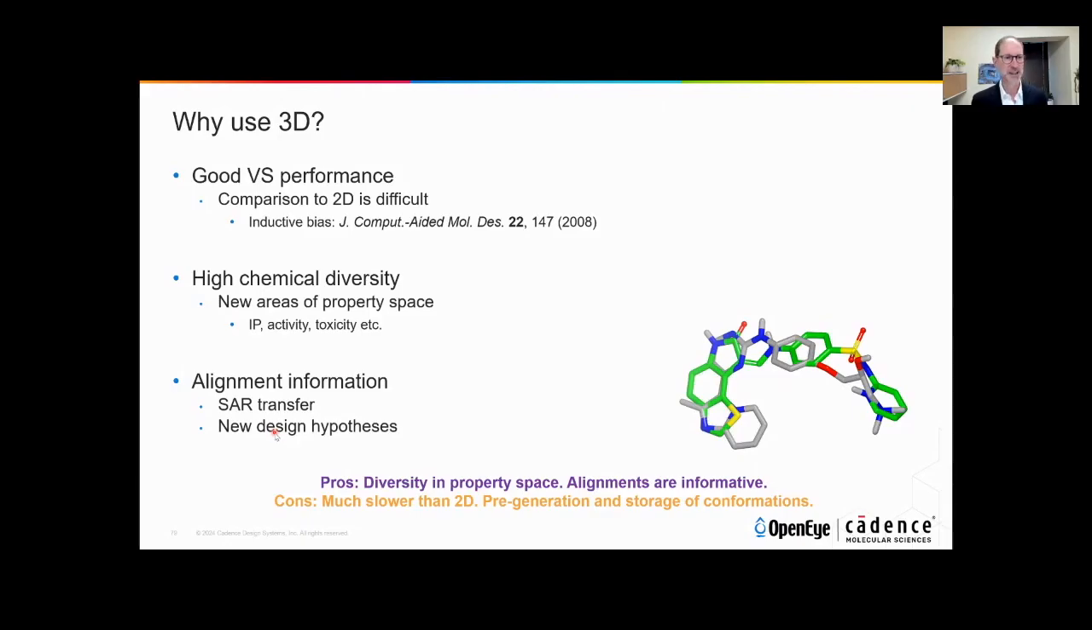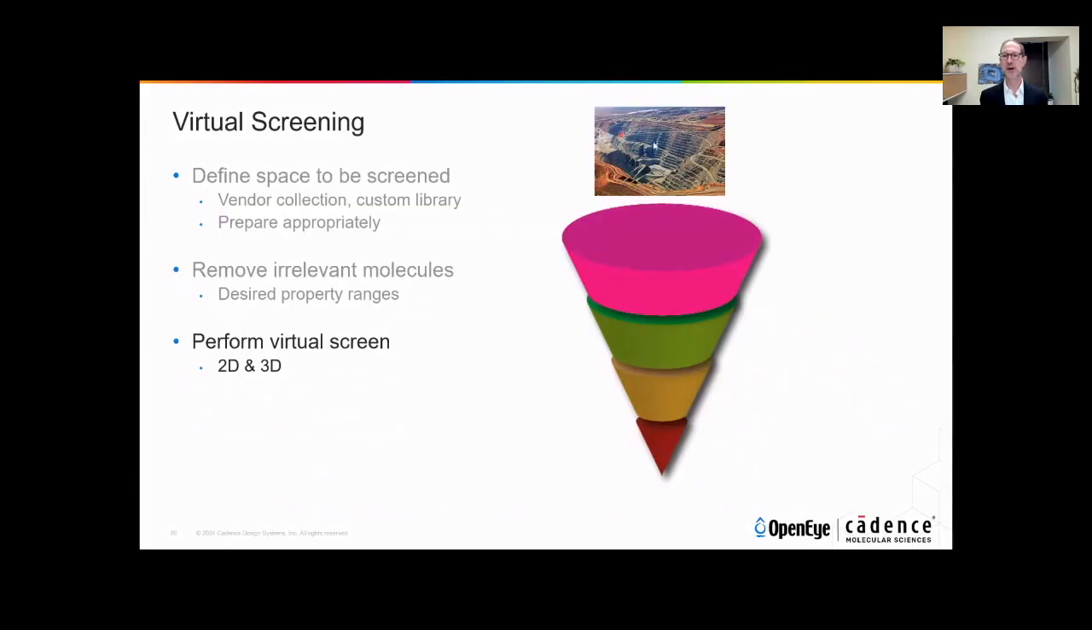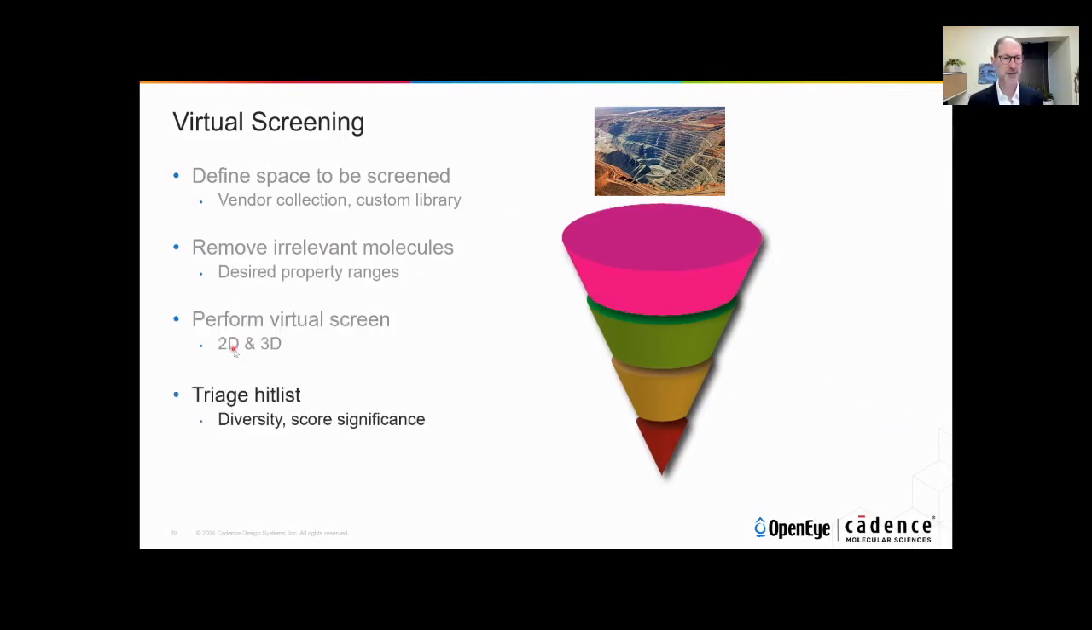Okay, so we've defined our query, decided which database we'd like to search. We've filtered away the molecules we don't want with 1D or 2D filtering methods, and then we've done our virtual screening with 2D or 3D approaches. The next step is where the value comes in, in some sense, and that's to triage that hit list, looking for the most interesting, the most valuable molecules.